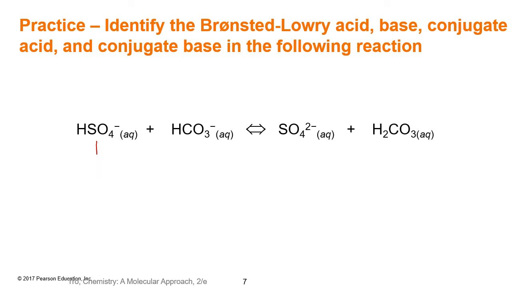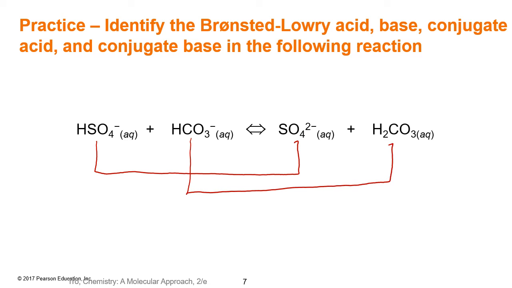If we look at our pairs, the HSO4 and SO4 will be one pair. The hydrogen carbonate and the H2CO3 will be the other. So our HSO4 has given up a hydrogen. So this is our acid. That makes the sulfate our conjugate base.